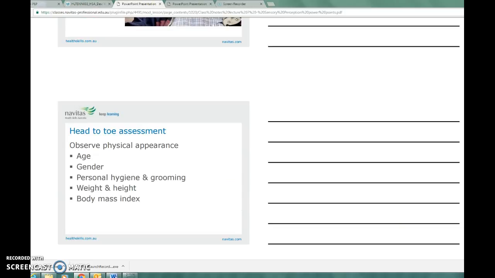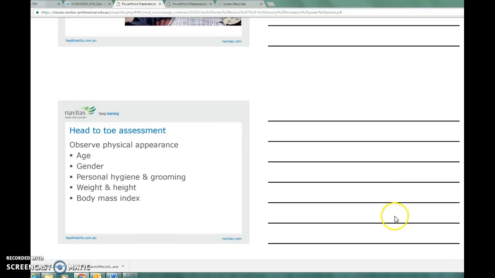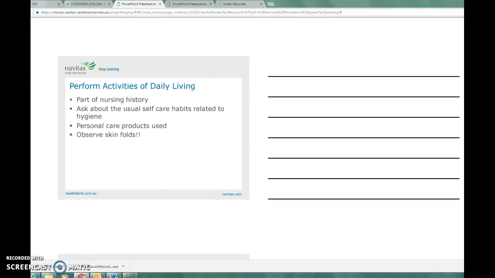To do a head-to-toe assessment, we're observing the physical appearance of the client. What age do they appear, gender, their personal hygiene and grooming, height and weight, body mass index. Performing activities of daily living, part of a nursing history, ask about the usual self-care habits related to hygiene, personal care products used, and look at their skin folds.